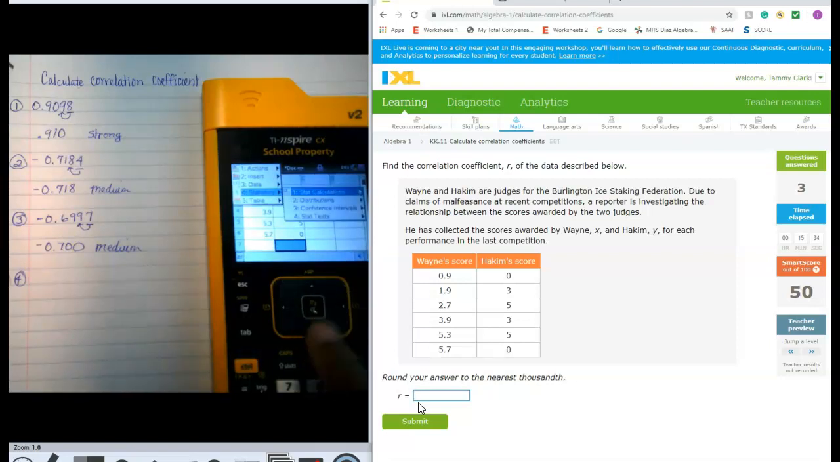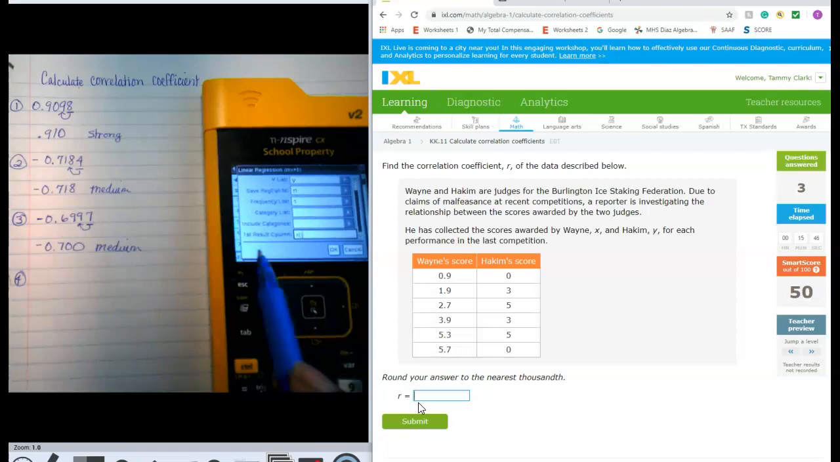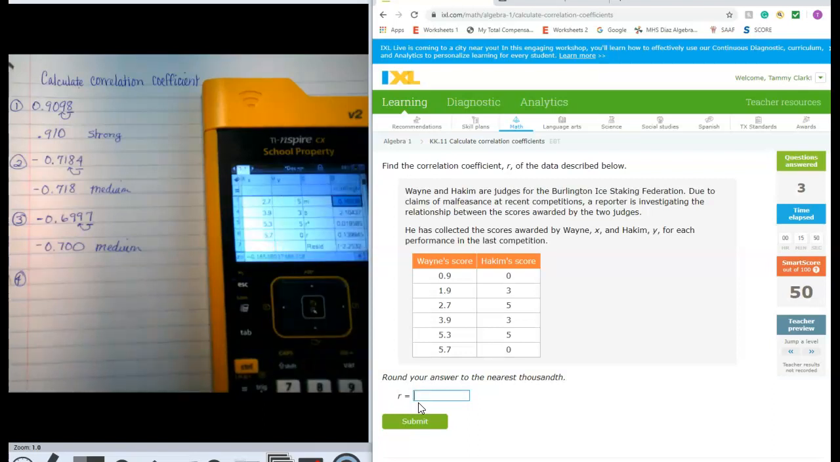So statistics, stat calculations, we want linear regression in y equals mx plus b form. The x list is x, the y list is y. Tab down, we need to make sure our first result column is C. We're okay with everything that's there. And we're going to come down to r.